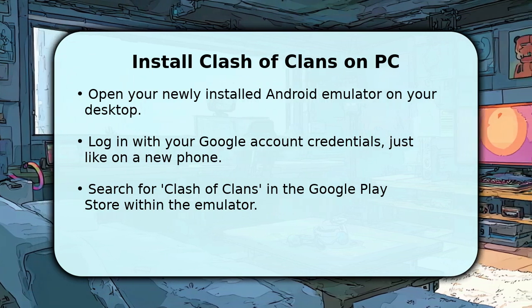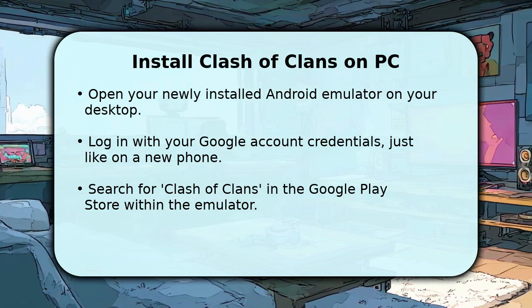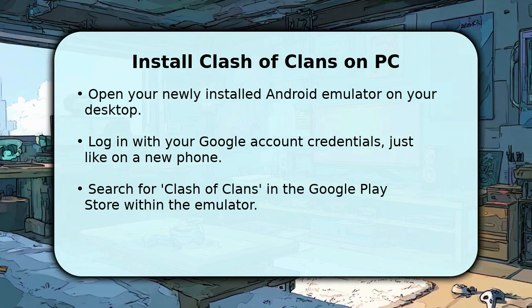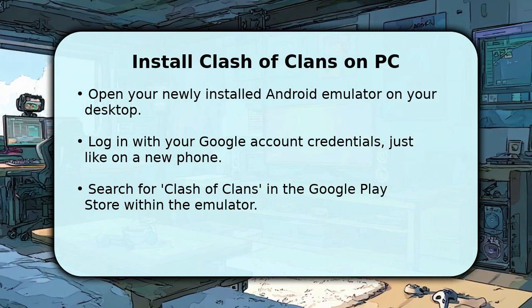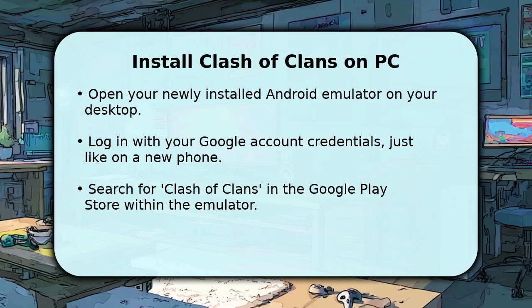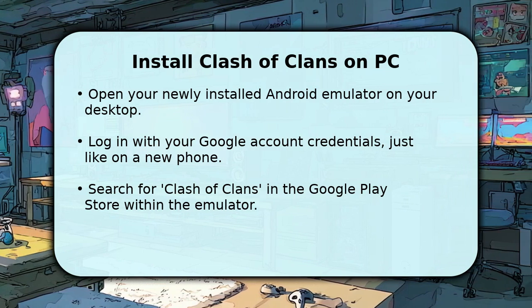Once logged in, navigate to the Play Store icon within the emulator, just as you would on a physical Android device. Use the search bar to find Clash of Clans, then simply click Install to begin downloading the game. The installation usually finishes within a couple of minutes.